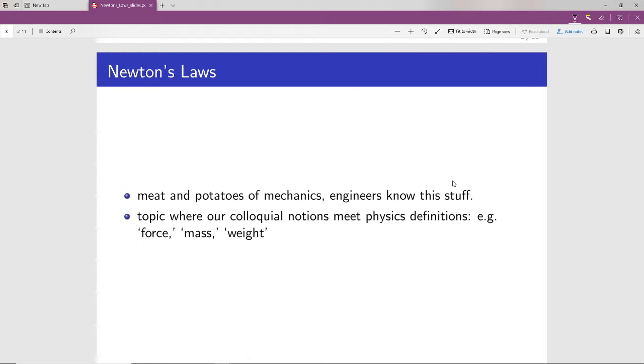You might think, well, this is just the basics, but this is really the context where these notions that we have about things like force and mass, weight, we can discover that they actually have specific definitions in physics, and we can give some rigor to these ideas that we have notions about in our everyday lives, which is kind of cool.